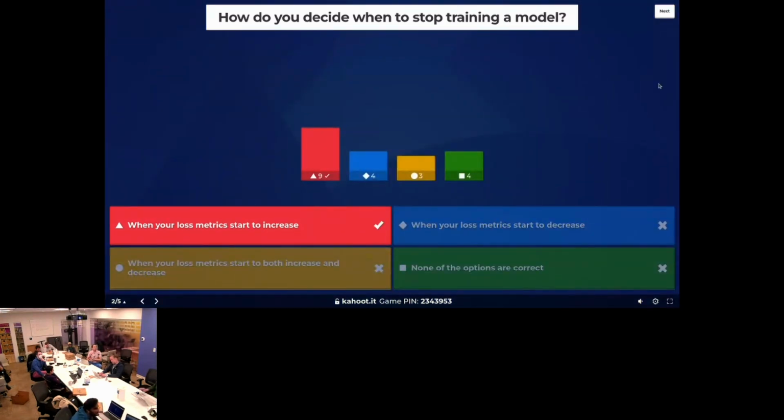Okay, everybody answered. So the answer is when your loss metric starts to increase. When your loss metrics start to increase is when your model is getting overfitted and you are calculating the loss for your validation set. You are seeing it obviously in the labs. So basically your model is memorizing the training data so much that it gets further and further from what the reality is. For that exact reason, and none of the other makes sense.